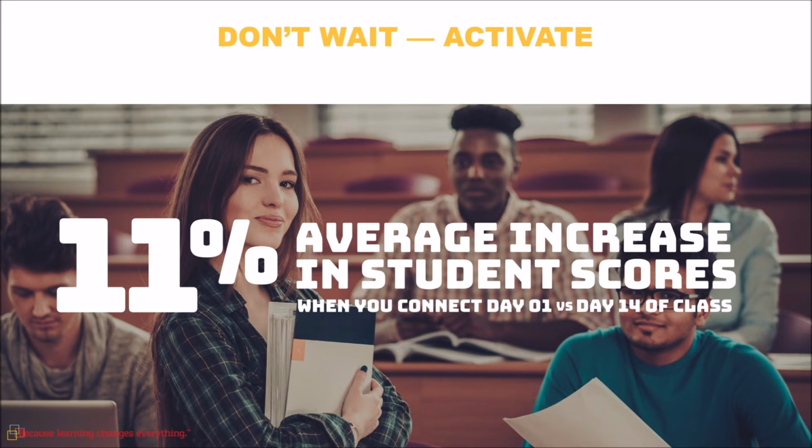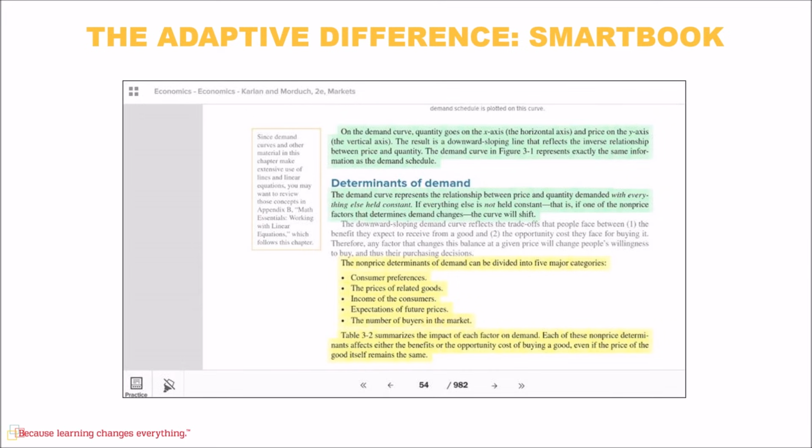One of my favorite things about Connect is that you can activate your access from the first day of class using a 2-week free courtesy access from McGraw-Hill. The sooner you activate, the better grade that you're going to get. So don't wait, activate. I mentioned adaptive learning before, and I want to explain what that means.